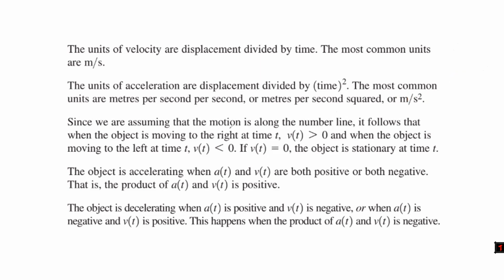Since we are assuming that the motion is along the number line, it follows that when the object is moving to the right at time t, v of t is greater than 0, and when the object is moving to the left at time t, v of t is less than 0. If v of t equals 0, the object is stationary at that time, right? When the speed equals 0, it means the object is not moving.